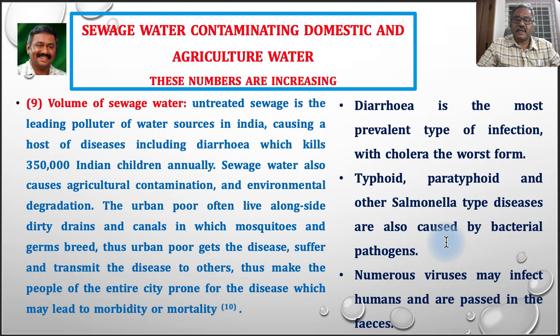These urban poor get the disease, suffer and transmit the disease to others, thus making the people of the entire city prone to the disease, which may lead to morbidity or mortality. Diarrhea is the most prevalent type of infection, with cholera the worst form. Typhoid, paratyphoid and other salmonella-type diseases are also caused by bacterial pathogens. Numerous viruses may infect a human and are passed in the feces.